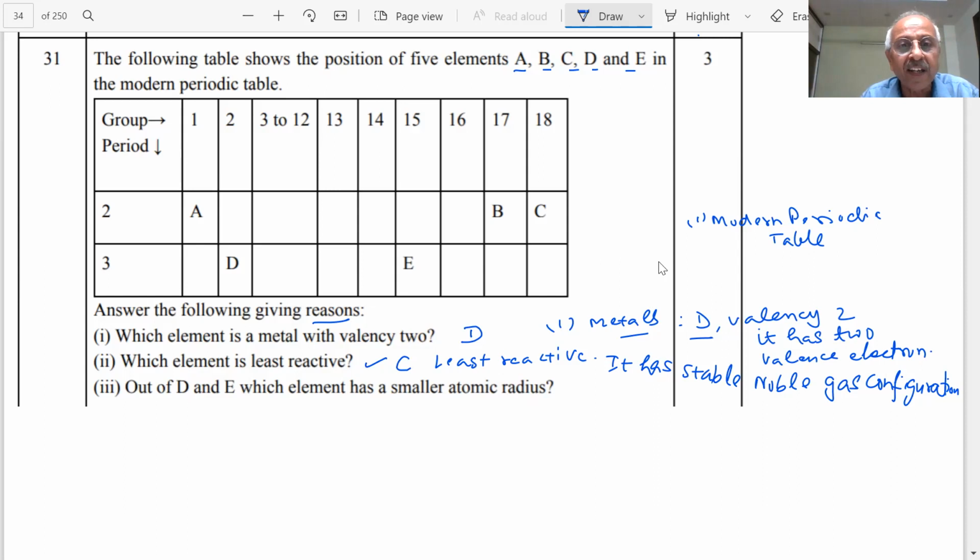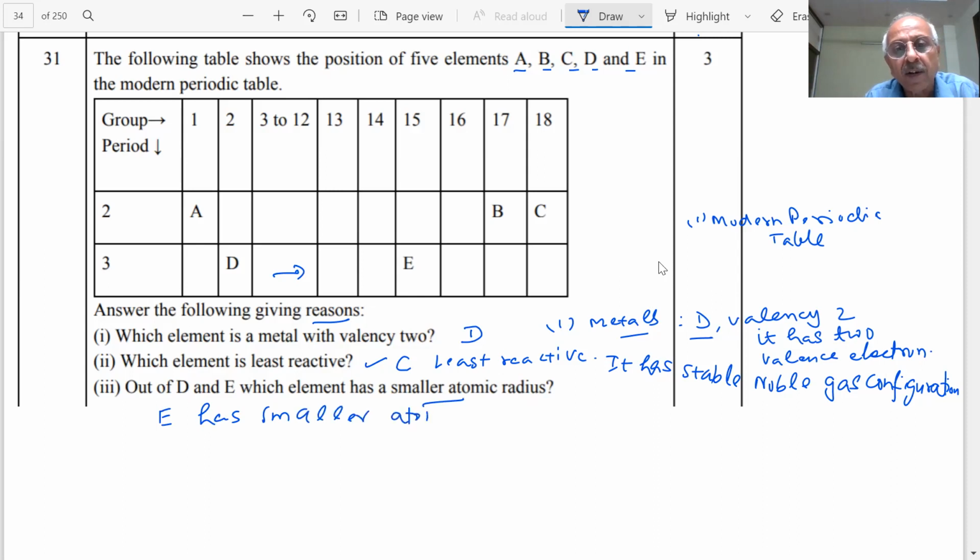Out of D and E, which has the smaller atomic radius? This is my period 3. As you move across the period from left to right, atomic size decreases. So the answer to the third part is: E has the smaller atomic radius.